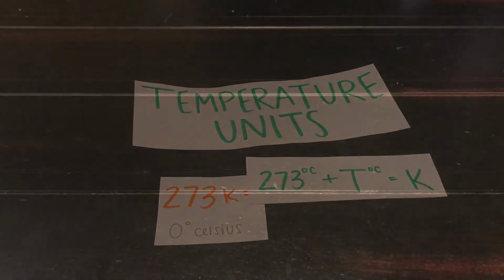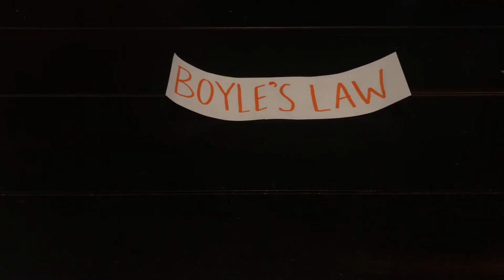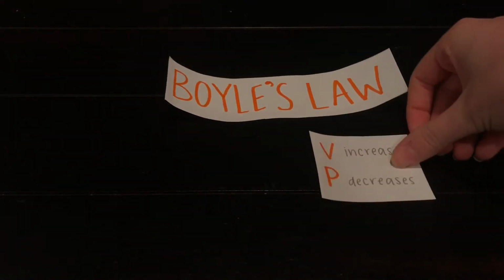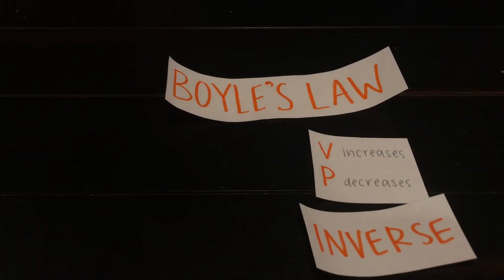Boyle's law focuses on the relationship between volume and pressure. When volume increases, pressure decreases. This is known as an inverse relationship. An inverse relationship is when one element increases or decreases while the other one decreases or increases. Basically, the elements do the opposite of each other. This is in contrast to a direct relationship, where one element increases or decreases and the other follows suit.